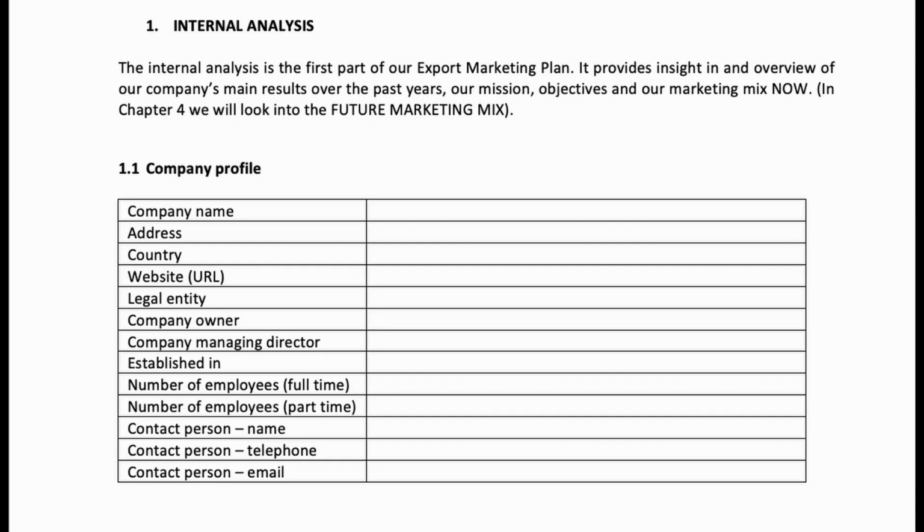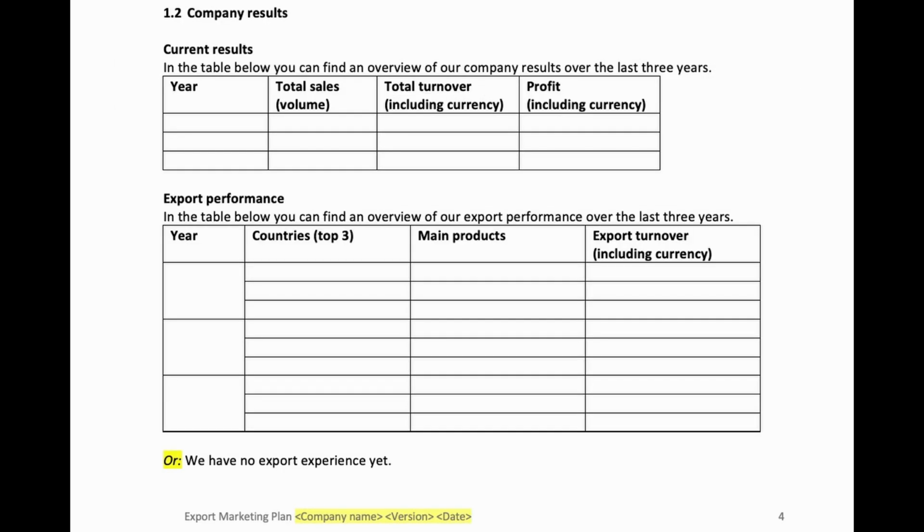In section 1.1, we'd have the company profile. That's just basic information, as you can see, such as its website and number of employees, etc. Section 1.2 would be the company results. So how much do they sell? What profit do they have? And for the last 3 years, what kind of countries have they sold to, if at all any export is there already, and what kind of products, what kind of turnover.